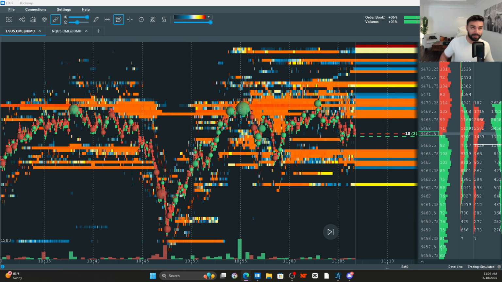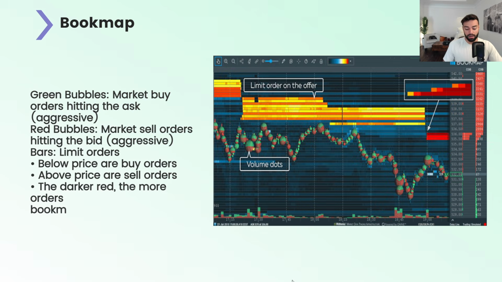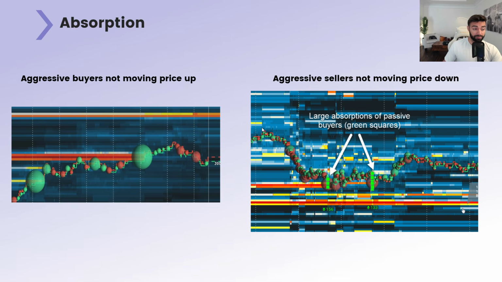Something to take notice of is Bookmap does have a couple of different things that go on with it. So let's jump right into it. You have absorption and exhaustion, the two things we're going to be talking about. Absorption is when you see aggressive buyers hit a passive seller and not move price up. These passive sellers are absorbing the aggressive buyers. And you'll see this on the other side where passive buyers absorb aggressive sellers. This is what absorption means: there are more passive offers, more limit orders, absorbing the aggressiveness from buyers or sellers.